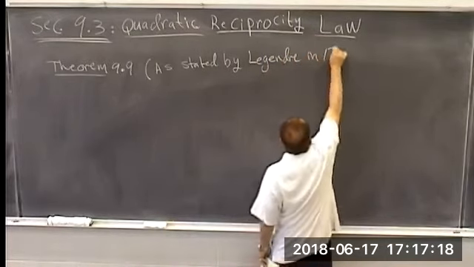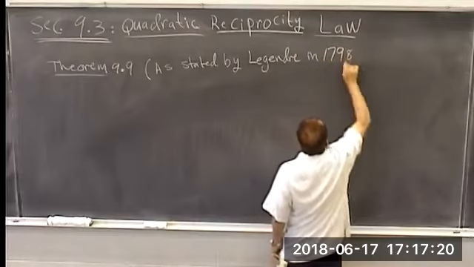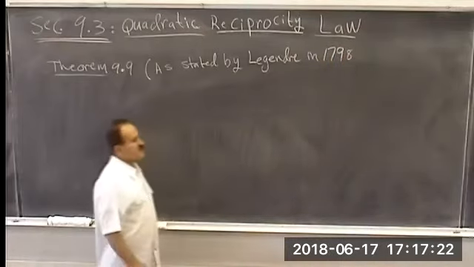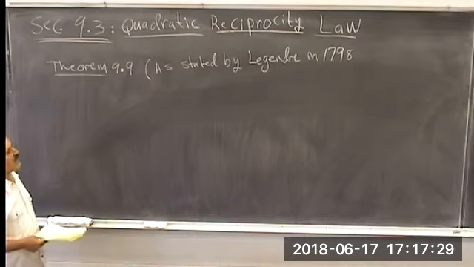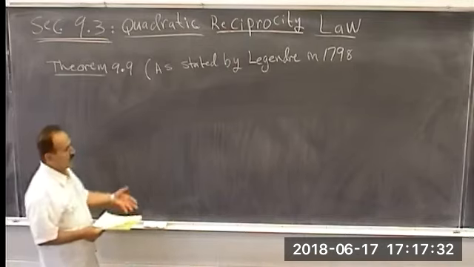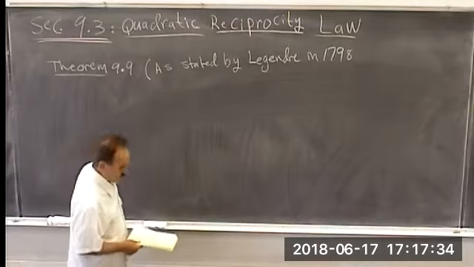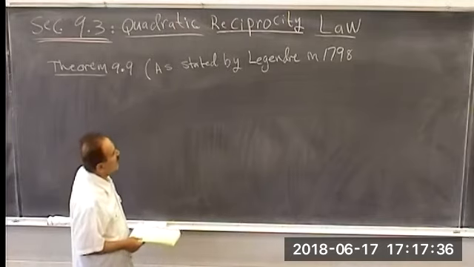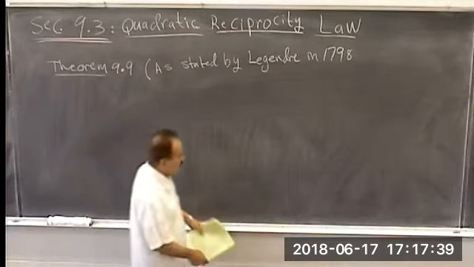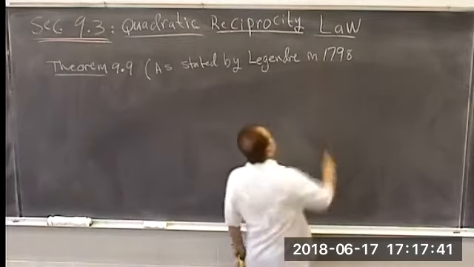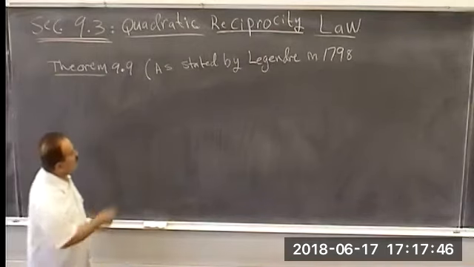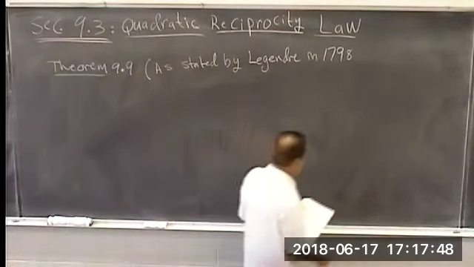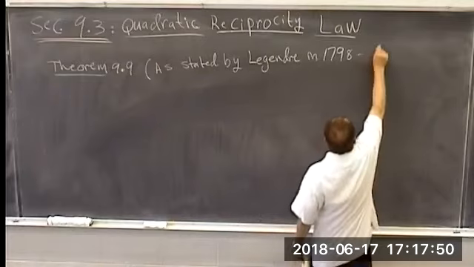In 1798. In fact, Legendre was very upset because people refer to the law as Gauss's law, and he had rediscovered it, without knowing, of course, Euler's work, and nobody gave credit to Legendre, at least in the days of Gauss. That did not make him happy.